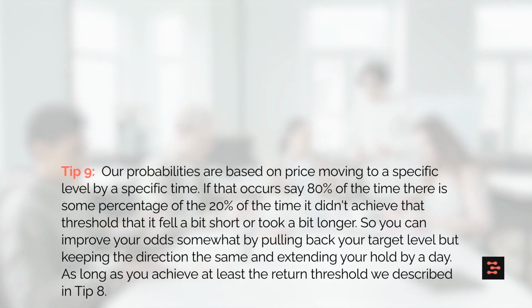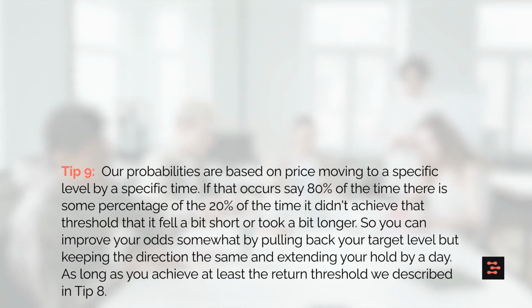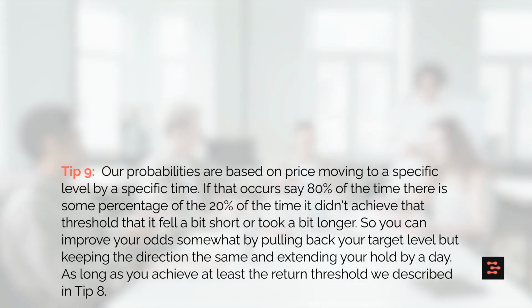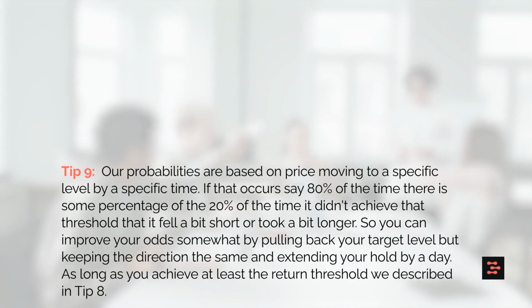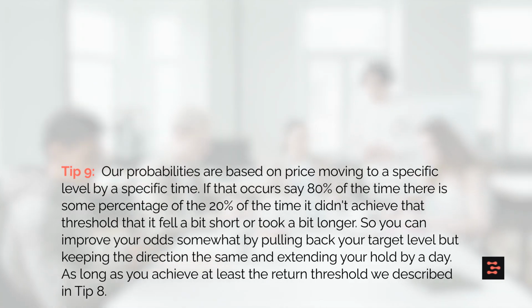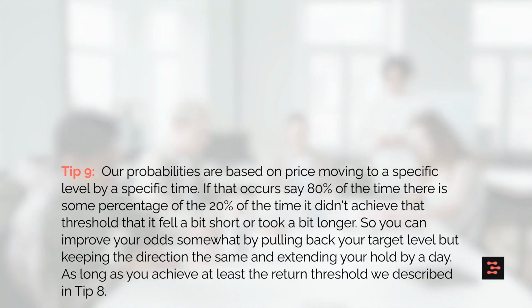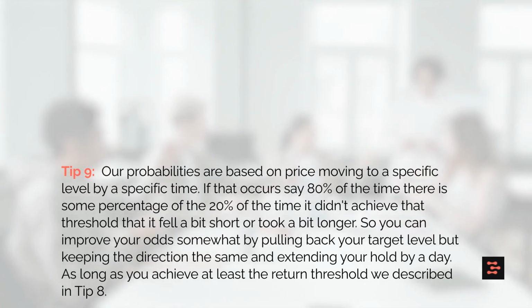Tip 9. Our probabilities are based on price moving to a specific level by a specific time. If that occurs, say, 80% of the time, we know that in the 20% of the time it didn't achieve that threshold, that sometimes it fell a bit short or took a bit longer. As such, you can improve your odds by pulling back your target level, but keeping the direction the same, and with options, extending your hold by a day. Still maintain the minimum return threshold we described in Tip 8.